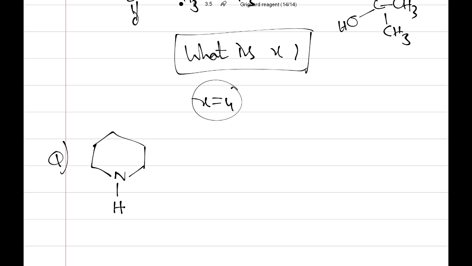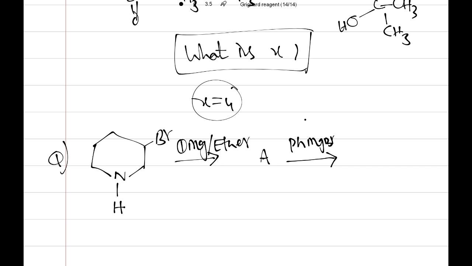When this bromine compound reacts with magnesium in ether, we can get A. A is then reacted with PhMgBr, simply take it in excess, and we can get the B product. On hydrolysis, we can get the C product.